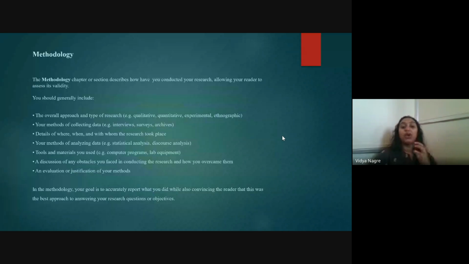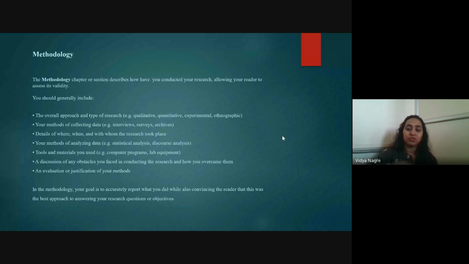Then comes a very important part, which is methodology. According to your type of research and your stream, methodology changes. For example, quantitative, where you are dealing with numbers, while qualitative deals with text or discourse analysis. Then comes experimental, ethnographic. If your study is related to some tribe or something, then that goes under ethnographic.